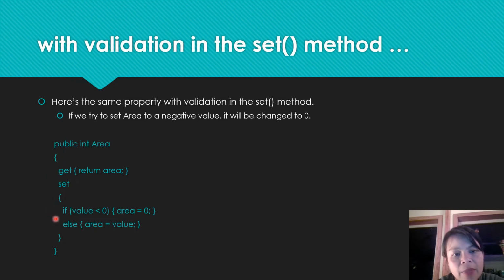If we try to set the area to a negative value, so if value is less than 1, then area is going to be 0. Otherwise, the area is the same as the value. Basically, what you need to know is that if value is less than 0 when you're setting it, then the area should be 0.